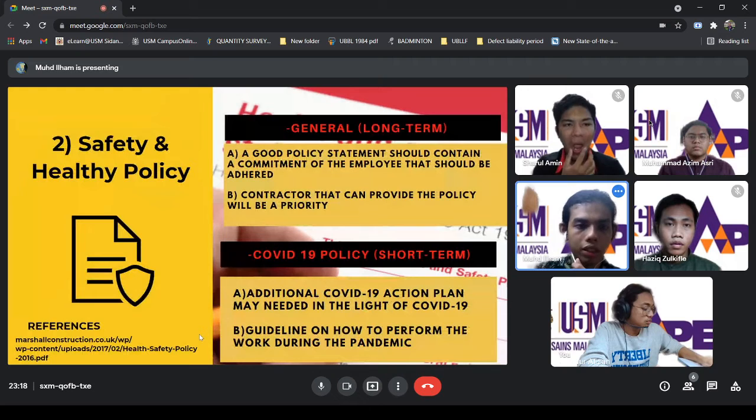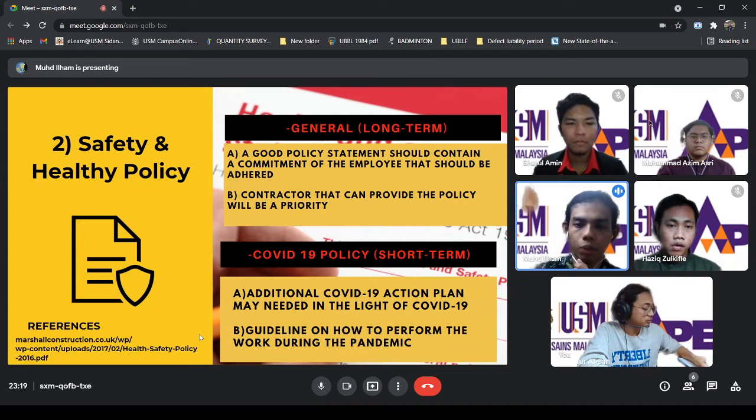The next one is safety and health policy. In this part, we're going to evaluate based on the general long-term and also the COVID-19 policy short-term. For the general long-term, a good policy statement should at least contain a commitment to the employees that should be adhered to. Also, the contractor needs to provide the policy that will be a priority for them.